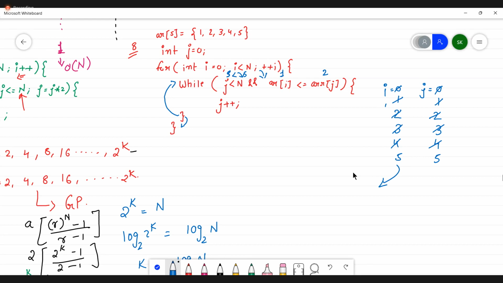Kishan, how is it going to be order of n into n? Because you can clearly see that when I was at 0, J completed its entire loop of n. And for the next time, it is not even running. Then how can it be n cross n? N cross n will be the case where your J loop is running for n times for all the values of I. But it is not happening here.